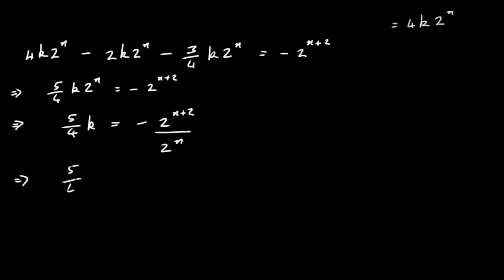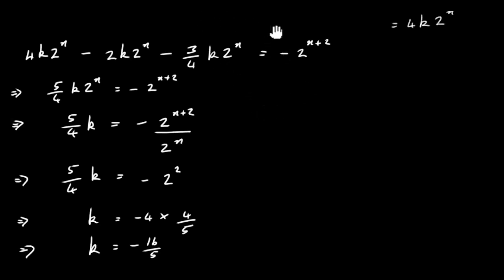I've got 5 over 4k is equal to, here I've just got to subtract the powers, so I get minus 2 to the power of n plus 2 minus n, so that just gives me minus 2 squared. All I've done is subtracted the powers here. So next thing I've got to do is divide across by 5 over 4. So k is equal to minus 4 times 4 over 5, or just k is equal to minus 16 over 5. Okay, so I have k now, so what I've got to do now is write out the particular solution.